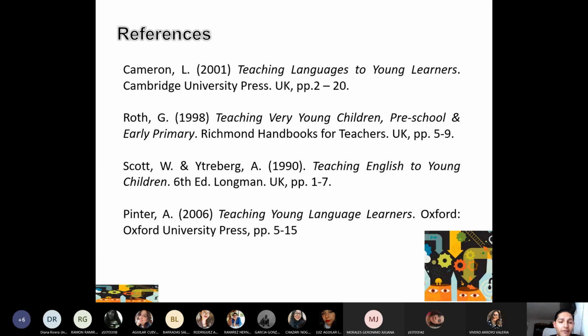Well, those are the references. Pinter is also included there in the folders, 2006, and Cameron.